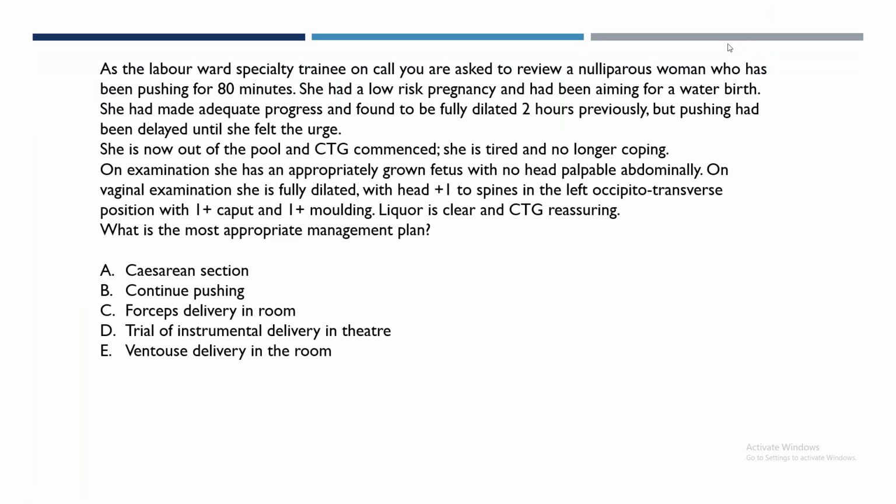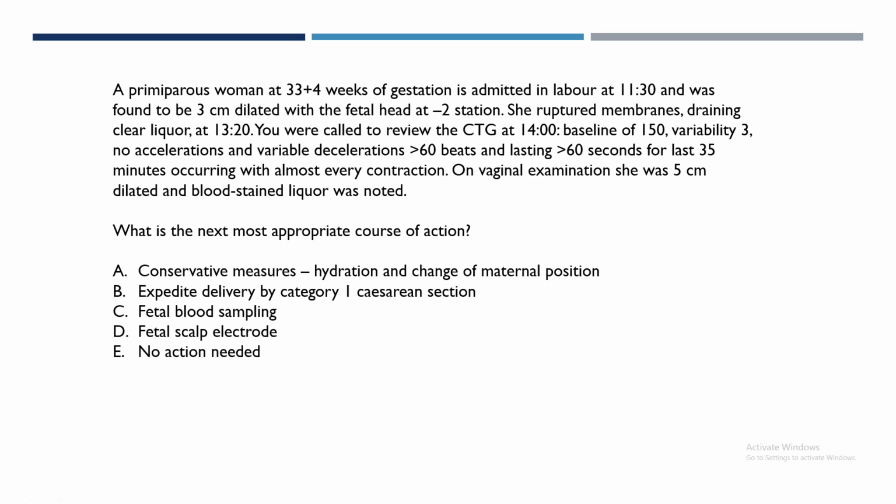Labor ward specialty trainee. In the previous question, they have asked the next most appropriate action. Correct. So see here, you have to take the whole picture into account. What is her gestational age? For a pathological CTG, they write that first you have to do hydration, change of position, and then take for cesarean section. So next, shouldn't it be A?